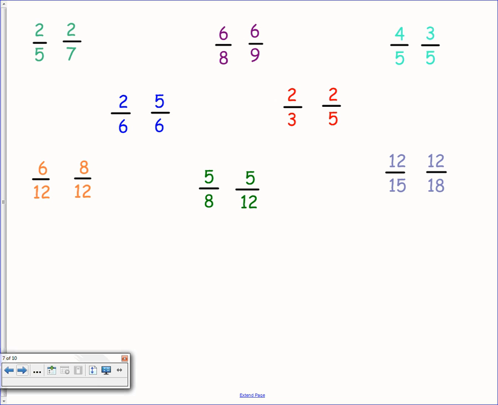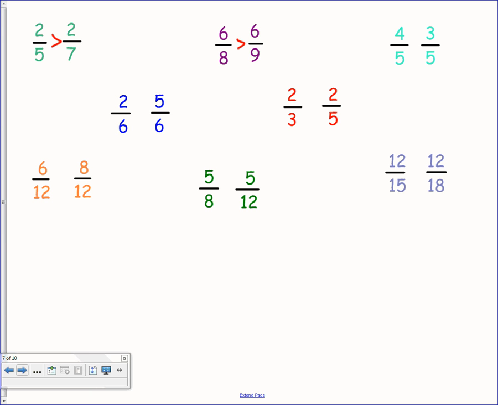Okay, so kind of looking over here. We've got the same numerator. Who's bigger, 5 or 7? 7's bigger, so that means it's actually the smaller fraction. Kind of thinking opposite here. Okay, same numerator. I've got 8 and 9. 9 is bigger than 8, so it is opposite of what I'm thinking. 6/8 is going to be bigger.